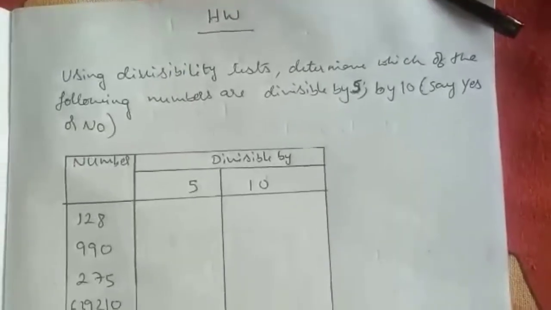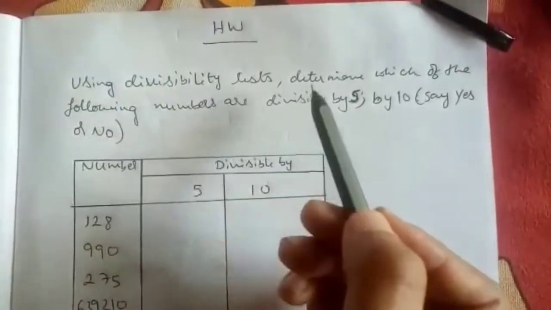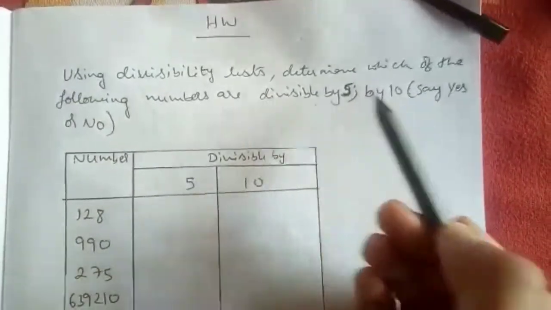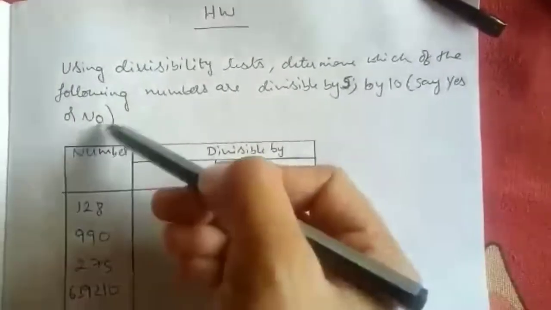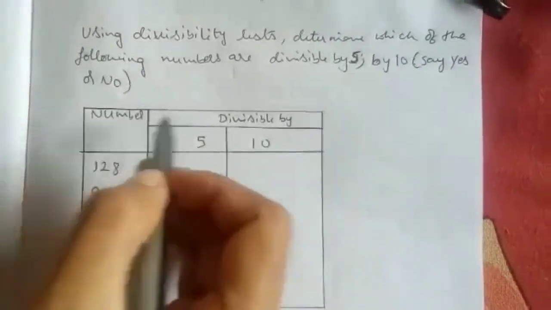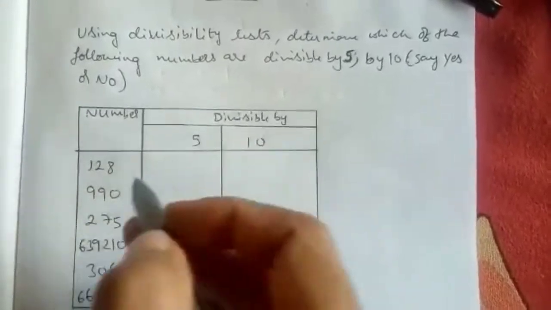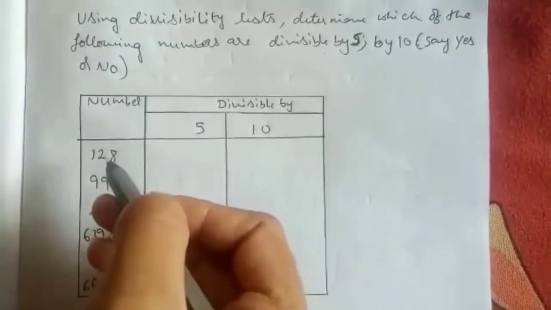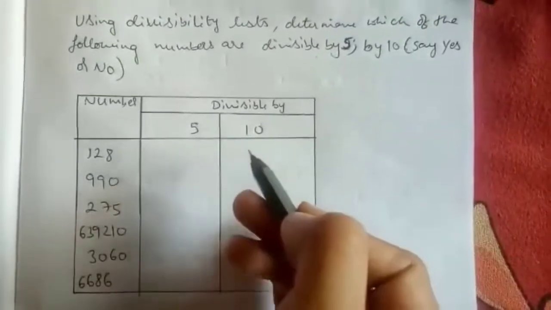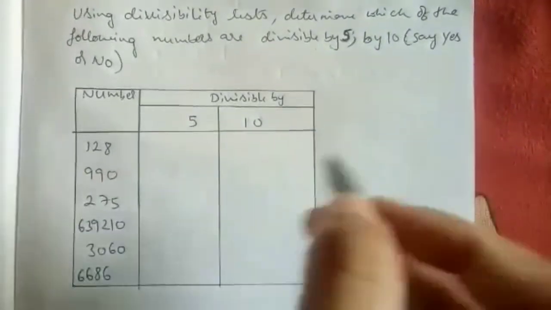Students, take down some homework problems. Using the divisibility test, determine which of the following numbers are divisible by 5 and by 10. Say yes or no. You just have to mention yes or no here. First number: 120. You have to check whether 120 is divisible by 5 and 10. If it is no, you have to write no. If it is yes, you have to write yes.